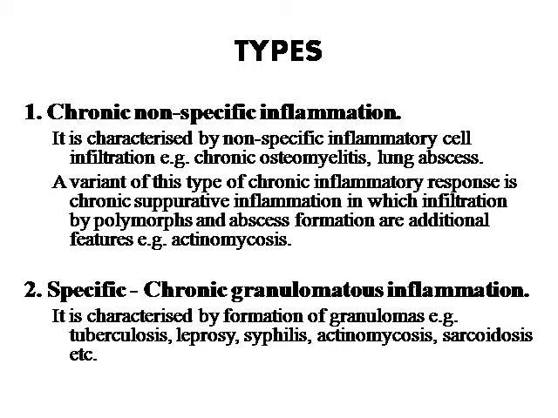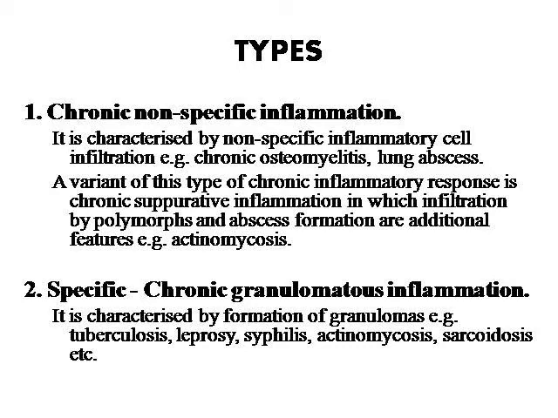Chronic non-specific inflammation is characterized by non-specific inflammatory cell infiltration. So they are not specific ones; the specificity is not there. For example, in osteomyelitis and lung abscess. A variant of this type of chronic inflammatory response is chronic suppurative inflammation, in which infiltration by polymorphs and abscess formation are additional features, like actinomycosis. So here we see a combination of plenty of things going on in chronic non-specific inflammation.